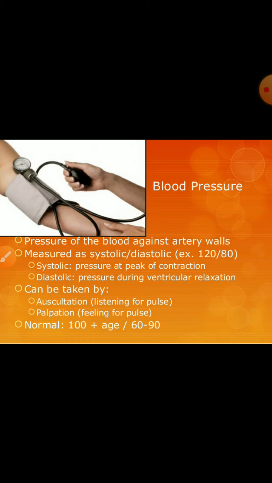So now we talk about blood pressure. What is blood pressure? It is the pressure exerted by the blood on the wall of the blood vessels in which it is present. Blood pressure is of two types. First is systolic blood pressure, second is diastolic blood pressure.